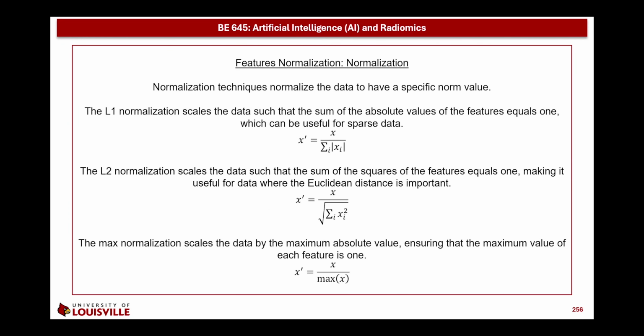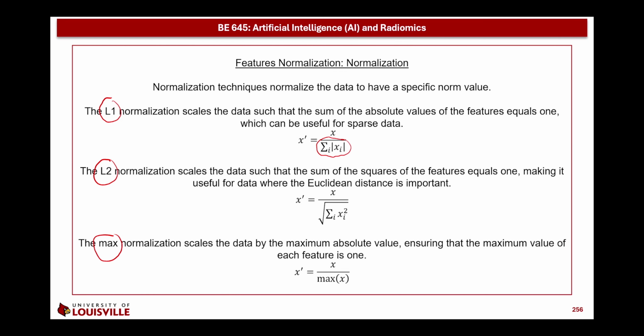Another technique is called normalization, and normalization normalizes the data to have a specific norm value. There are three techniques: L1 normalization, L2 normalization, and max normalization. L1 normalization scales the data such that the sum of the absolute values of the features equals 1, which can be useful for sparse data. And this can be accomplished by dividing each feature by the summation of the absolute values.